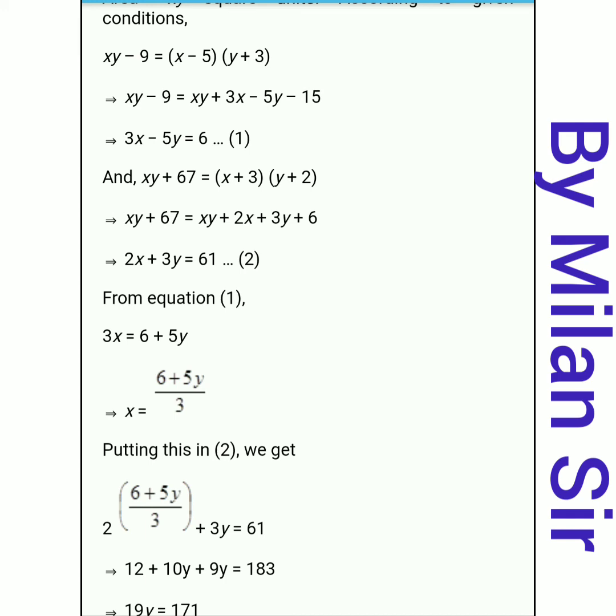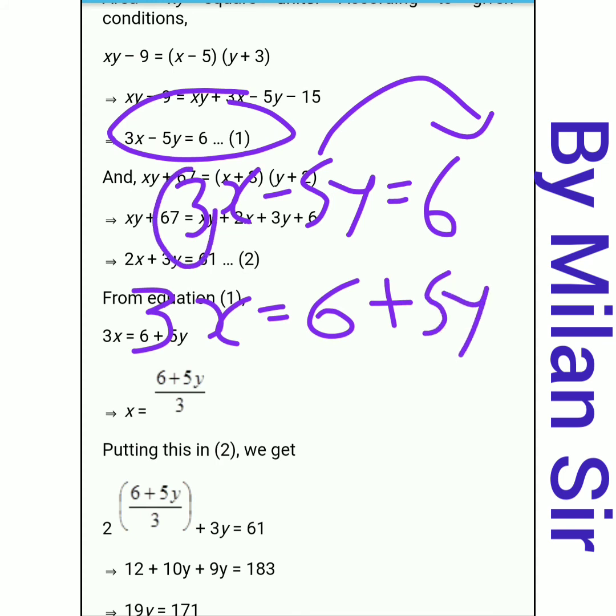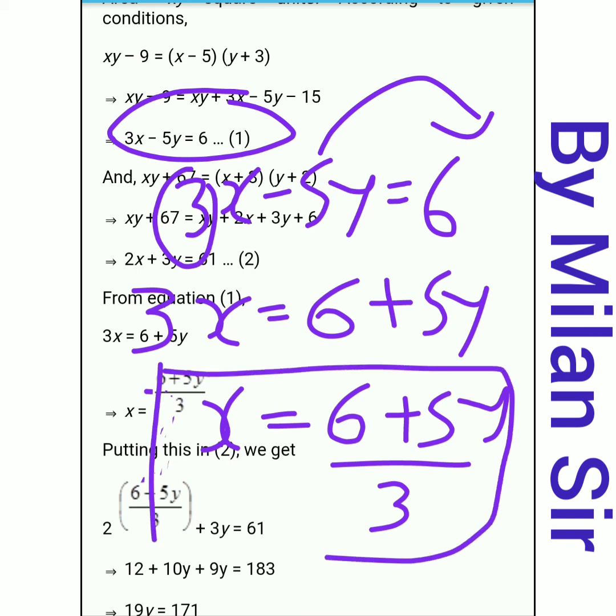For that I select equation number 1, which is 3x minus 5y is equal to 6. So transfer this 5y to the right-hand side, it becomes plus 5y. Then transfer this 3 to the right-hand side. Here it is in multiplication with x, so if we transfer it to the right-hand side, it goes to the denominator. So x is equal to 6 plus 5y upon 3. This is our equation number 3.